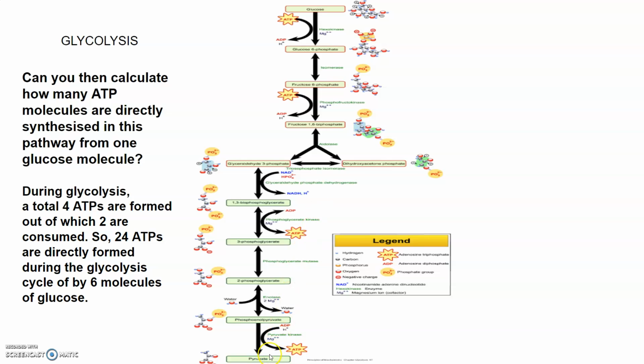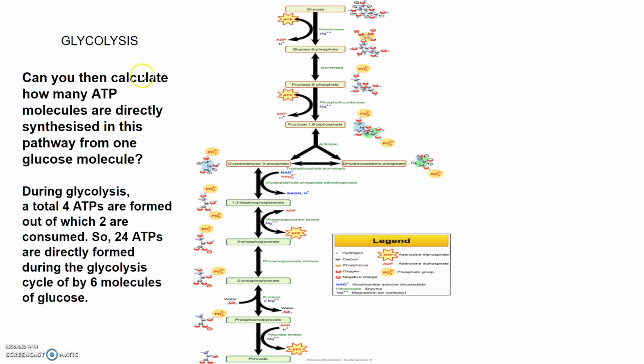So pyruvic acid is the key product of glycolysis, and further breakdown of pyruvic acid depends upon the need of the cell. So in animals like mussels, during exercise when oxygen is insufficient for aerobic respiration, pyruvic acid is converted to lactic acid by the enzyme lactate dehydrogenase due to the oxidation of NADH.